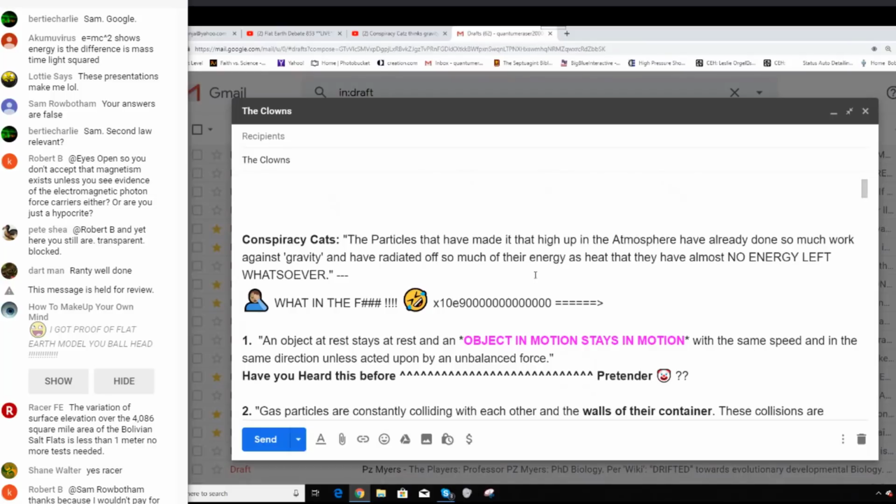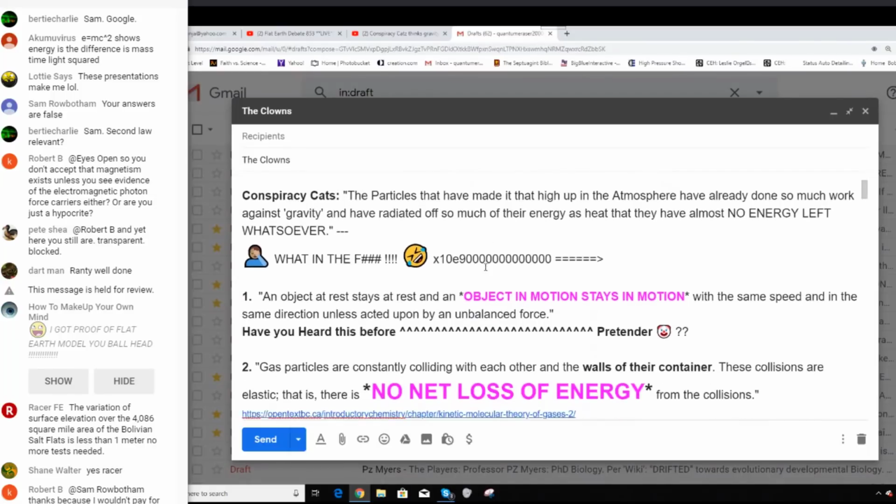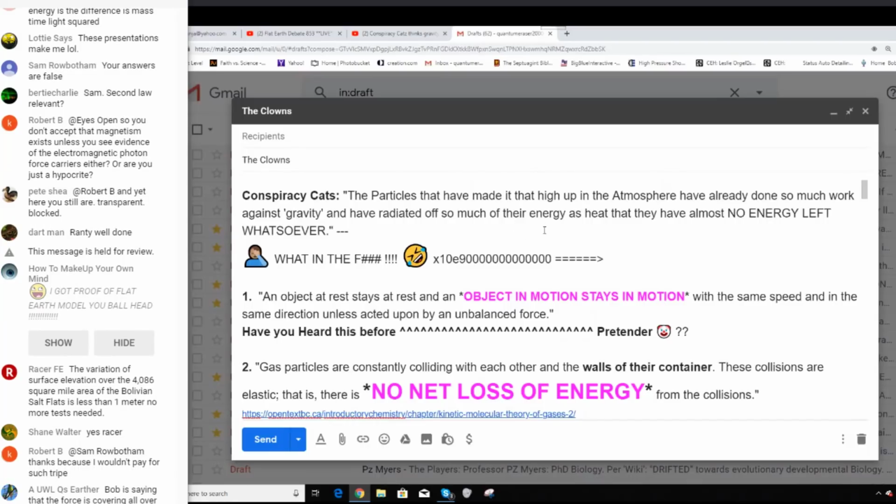This is the last one, by the way. Conspiracy cats. The particles that have made it that high up in the atmosphere have already done so much work against gravity and have radiated off so much of their energy as heat that they have almost no energy left whatsoever.